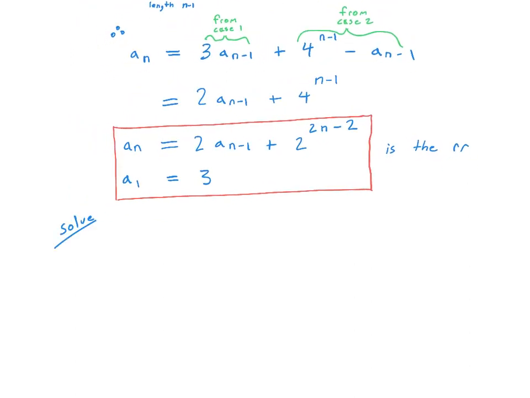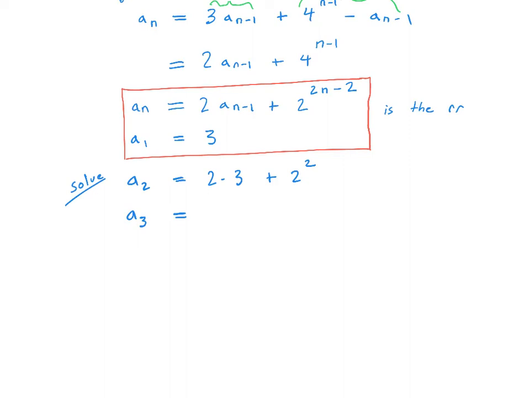Okay, now we are ready to solve our recurrence relation. So solving by iteration, we write down a sub 2. We take everything that we had in the previous term and we multiply by 2. So it would be 2 times 3, and then we add on 2 to the power of 2. So the next term, a sub 3, we take everything that we had and we write it all multiplied by 2. So 2 to the power 2 times 3 plus 2 to the power of 3. And then adding on a power of 2, we have 2 to the power 4.